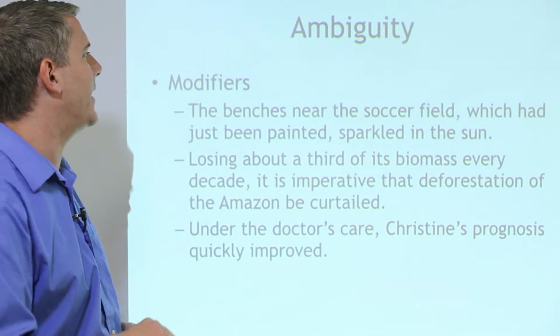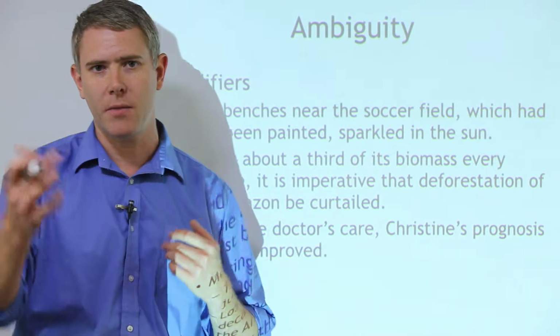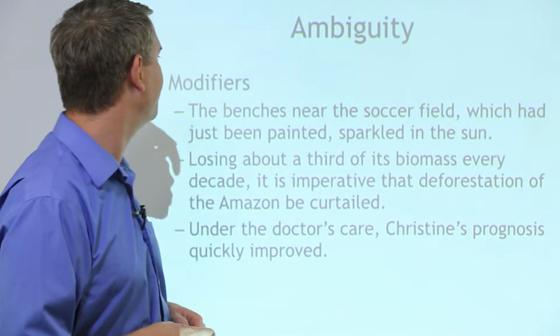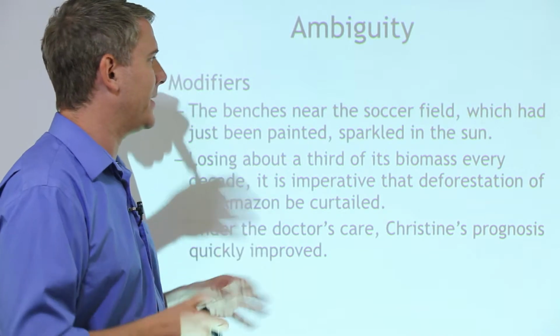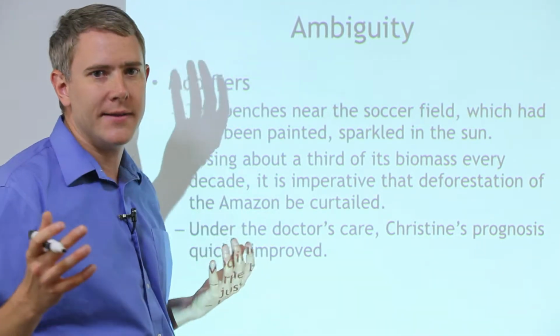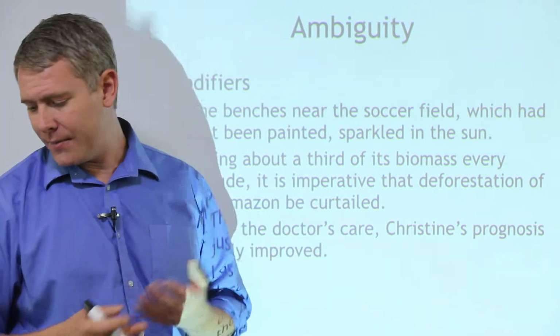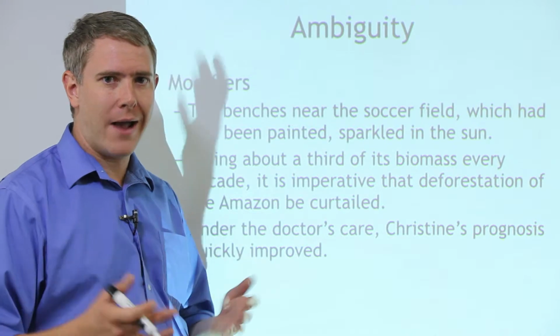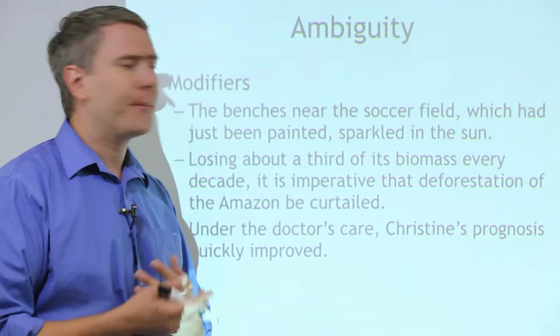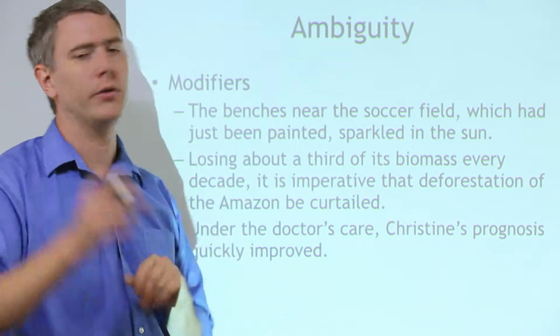All right, modifiers. Now this is a huge source of ambiguity. Also, there's some overlap here with our modifier and adjective adverb lesson. Let's take a look at some of these examples because modifiers are tricky to understand. But basically, whenever you have a phrase that describes something in a sentence, maybe it describes the action or maybe it describes one of the nouns in the sentence, it's a modifier. Let's take a look. So the benches near the soccer field, which had just been painted, sparkled in the sun.